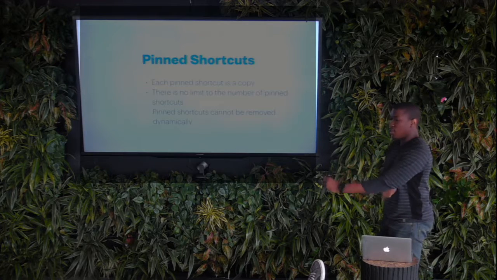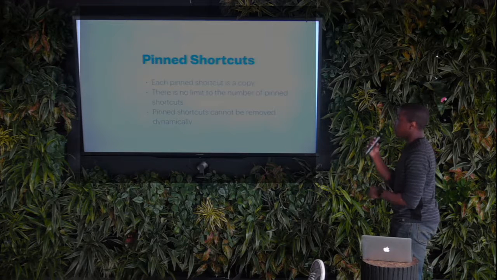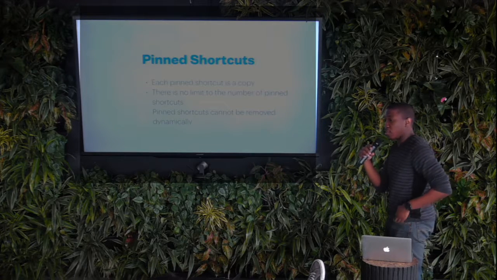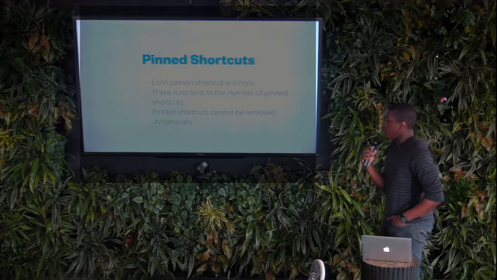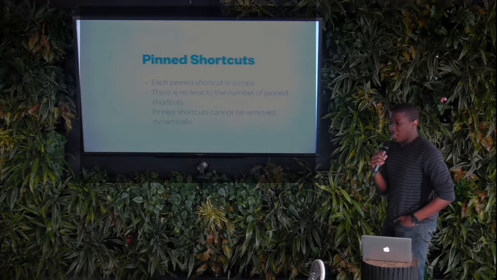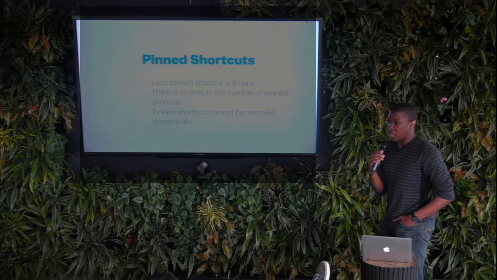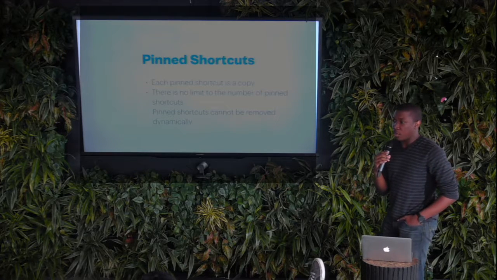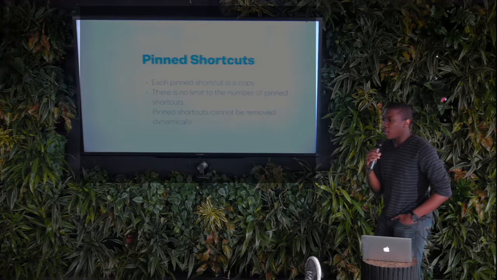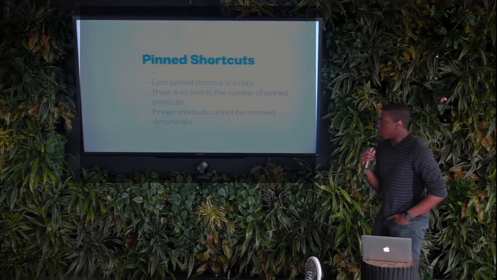Pin shortcuts. Each pin shortcut is a copy, and since it's a copy, if you try to update it, they all update. There's no way to differentiate between different pin shortcuts. Once a user pins a shortcut, it's out of your ability to remove that shortcut from the list. So if the user backs up and resets their phone, that shortcut would still be on their launcher. It'll stay there until the user uninstalls your application or manually long presses and removes it.